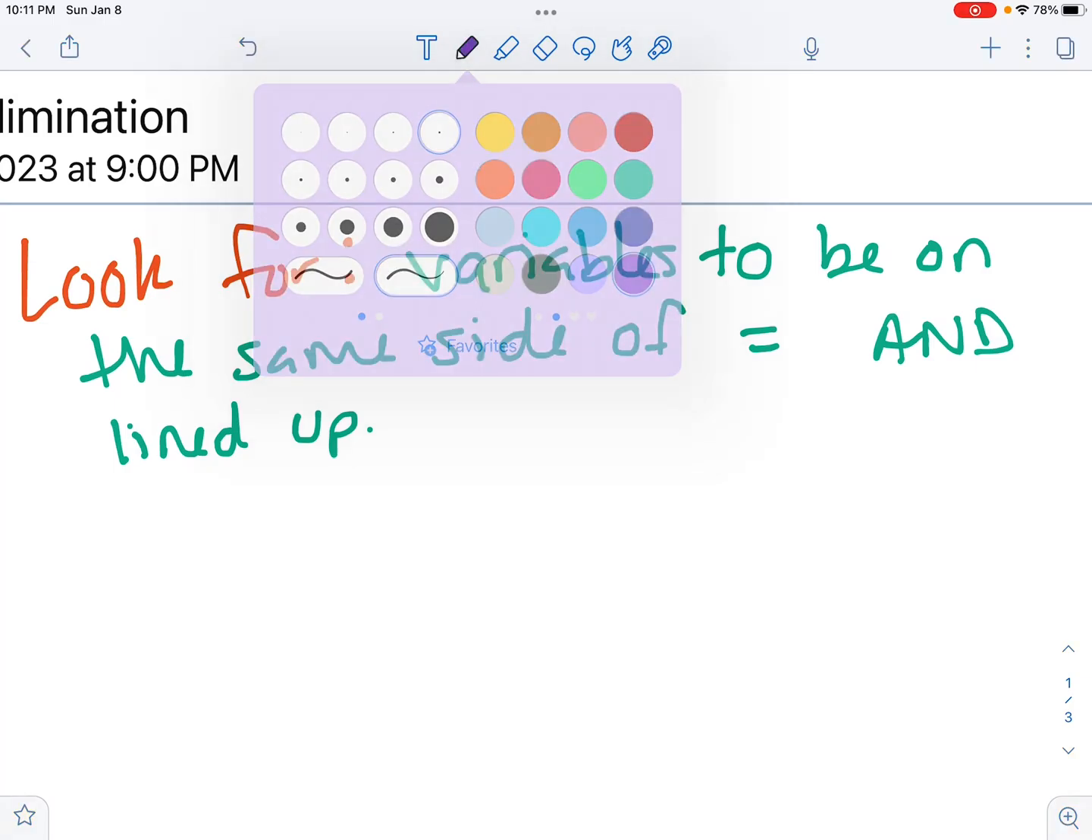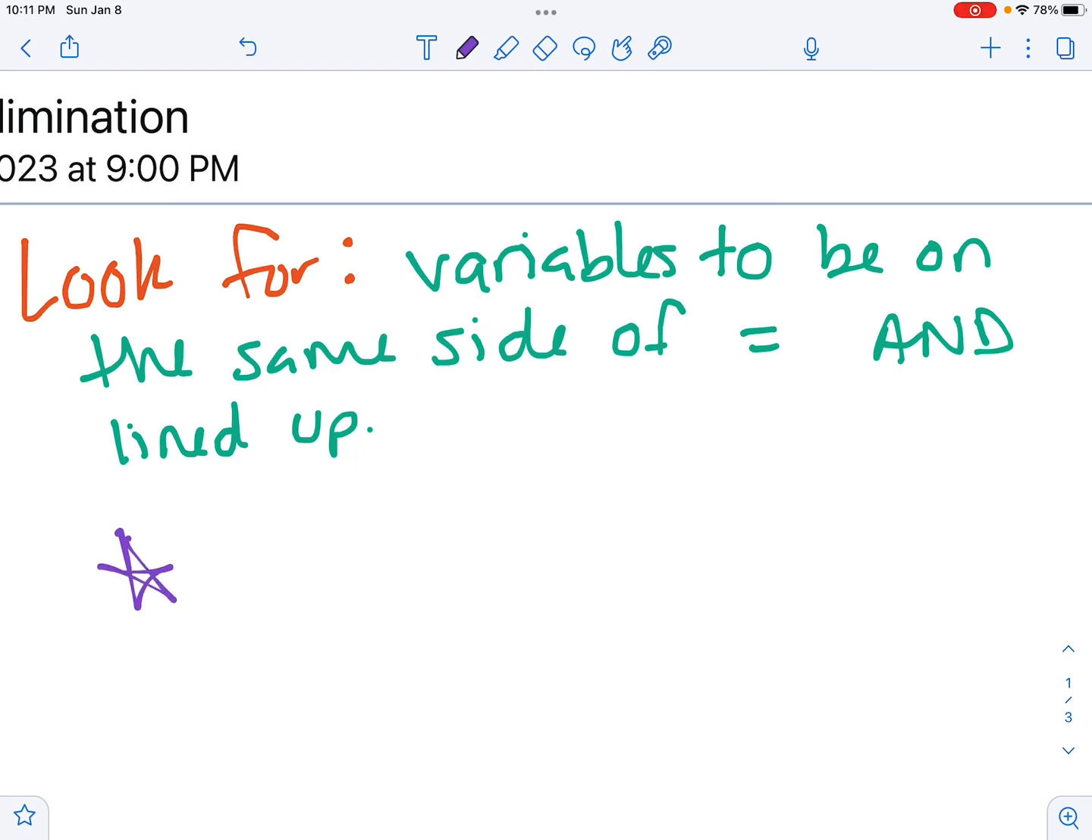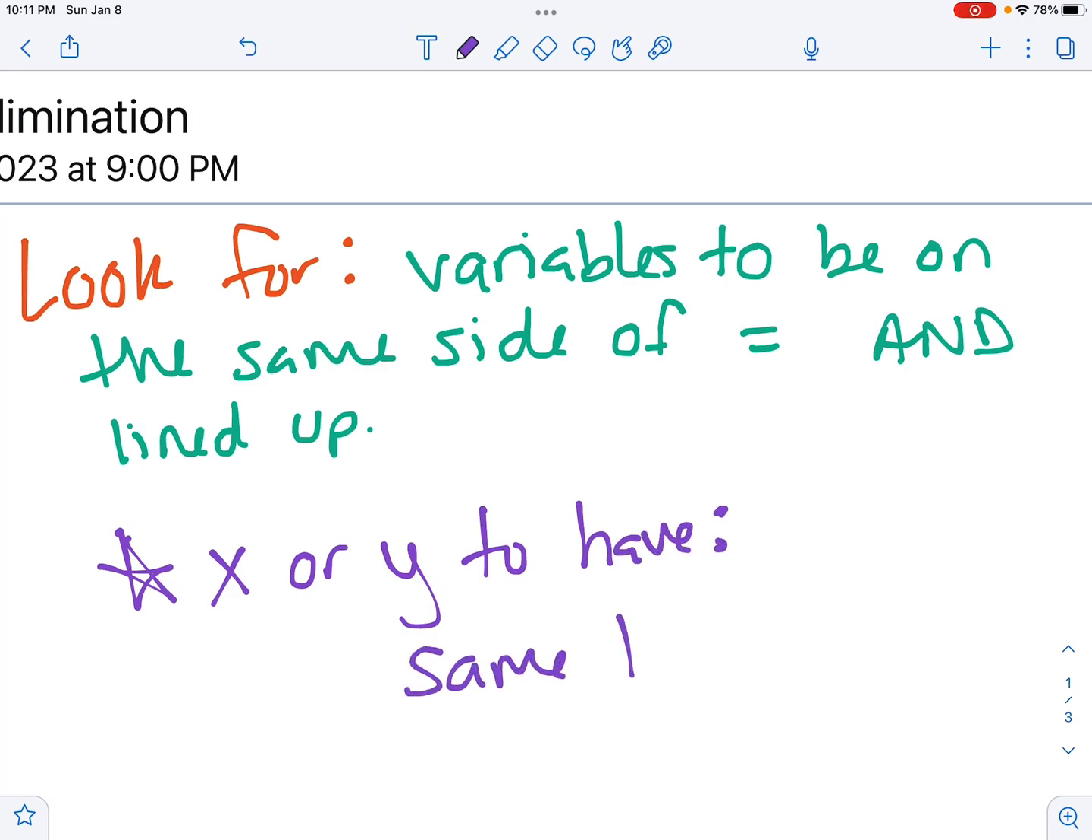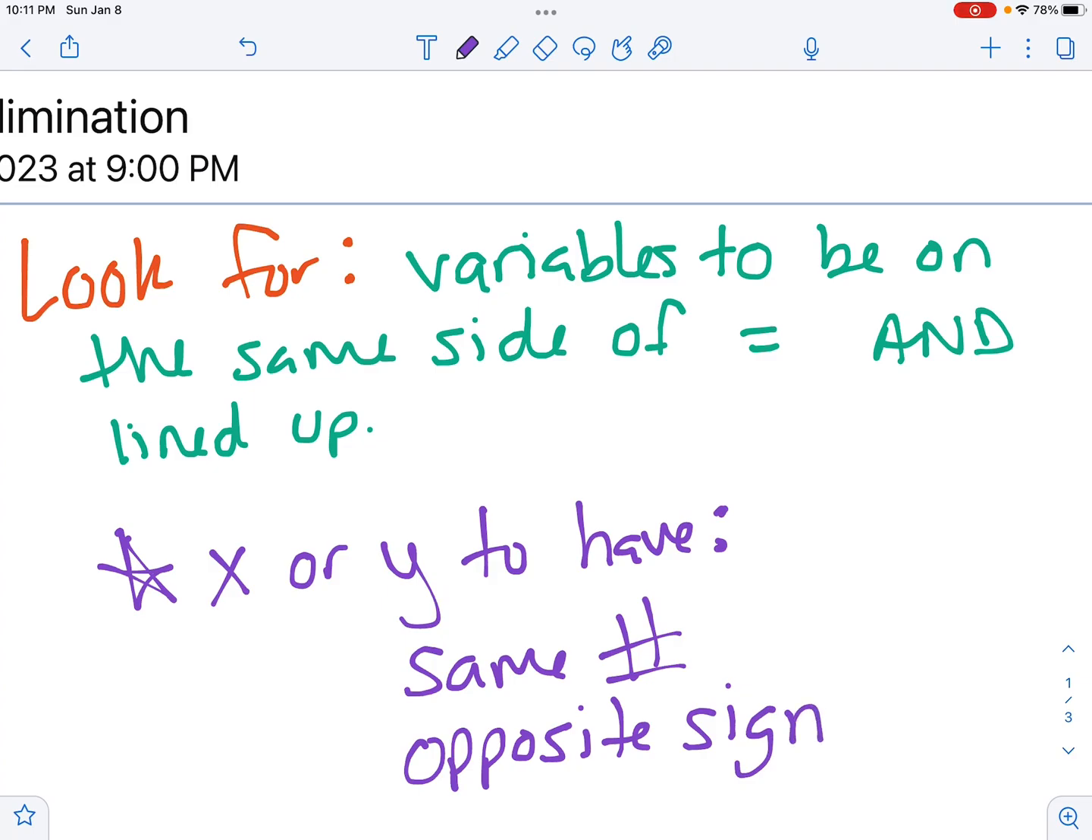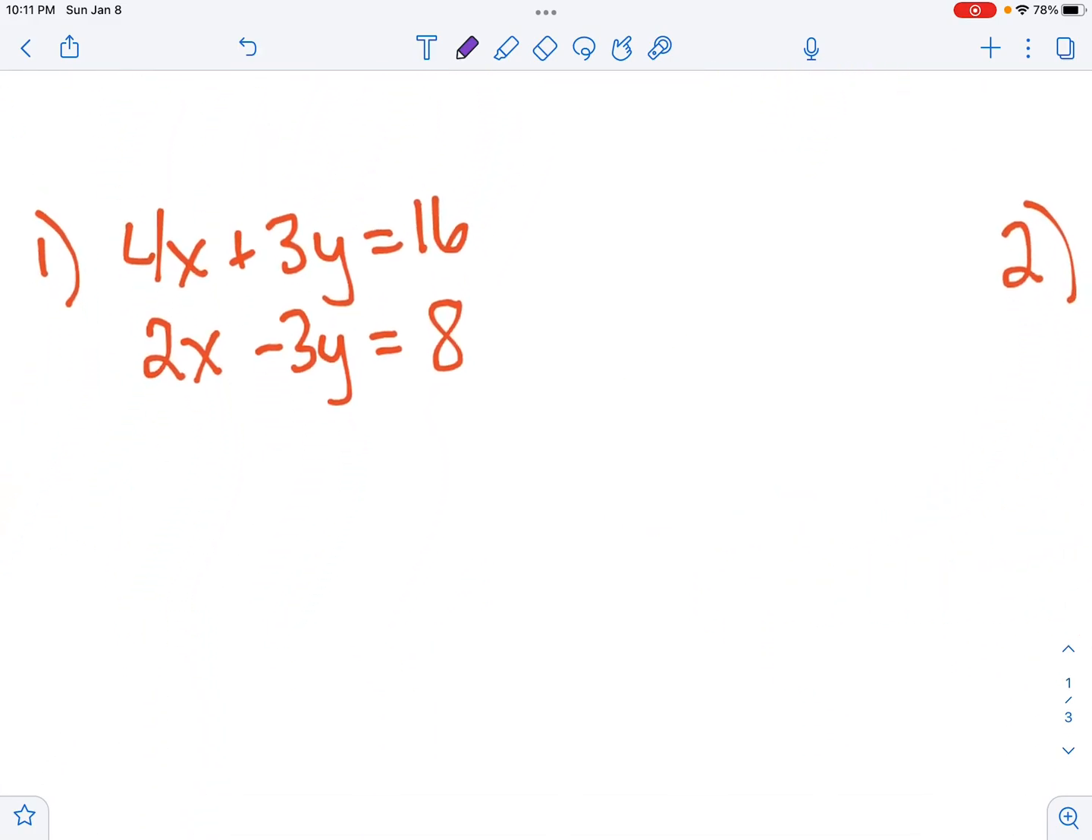The other thing that we're looking for is we want x or y to have the same number, opposite sign. That's really important. Same number, opposite sign. One of the variables has to have the same number, opposite sign. Okay, so let's look at one.